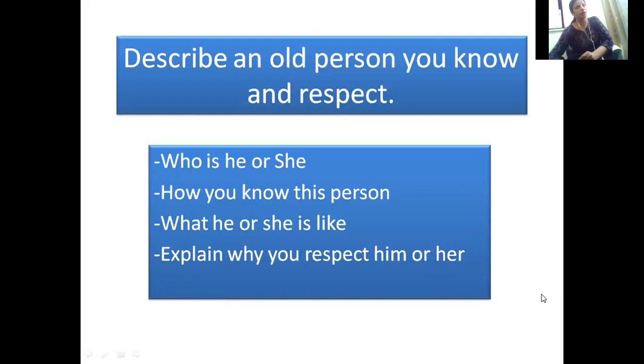If you get this cue card in the exam, you might start thinking about many old persons you know. The first people who come to your mind are your grandparents, or the teachers from whom you have studied, or the neighbors or some relatives. These are a few persons who start running in our mind when we see this cue card.